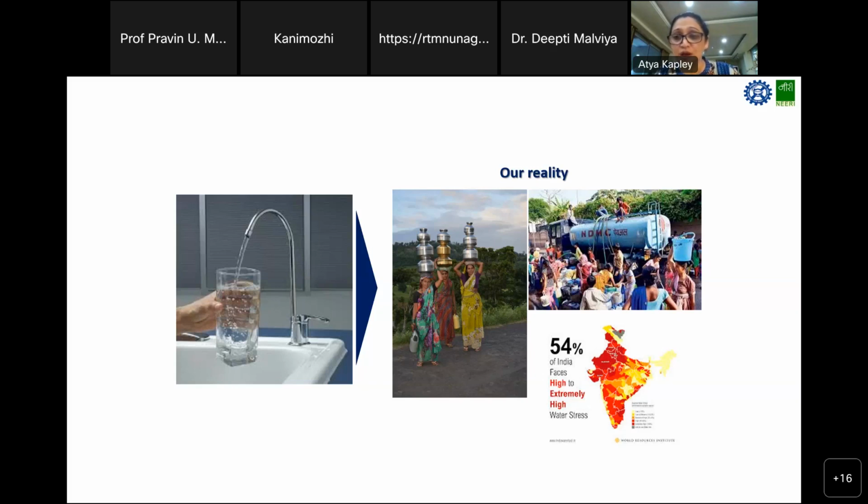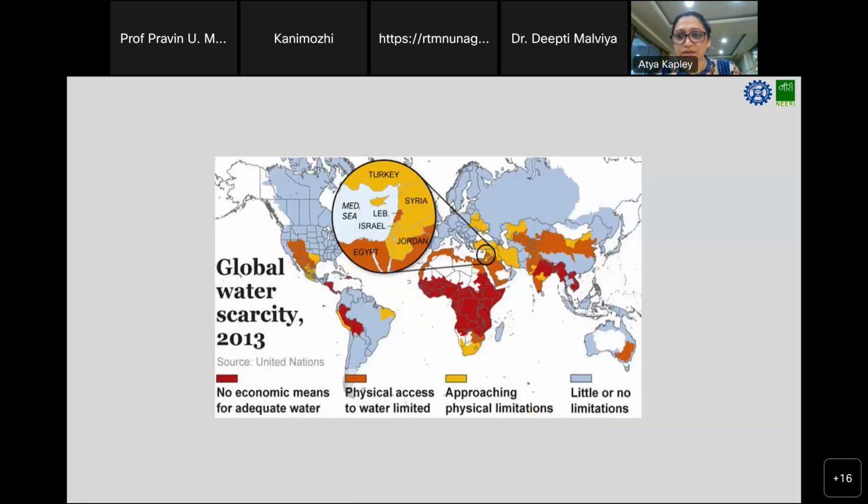I don't know how much of a percentage that is for India. There are so many villages that still need to be supplied water in tankers. So India is facing a really high water crisis. But everybody expects that somebody else will solve this problem. Nobody thinks about what we can do.